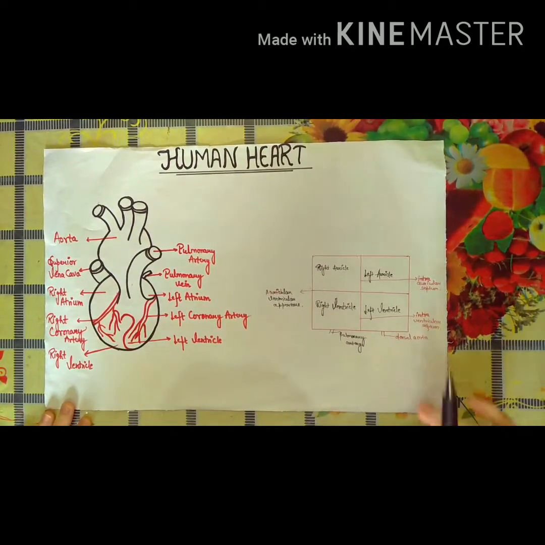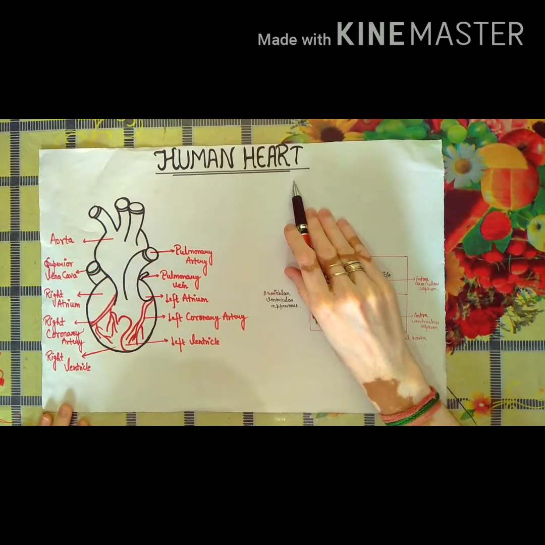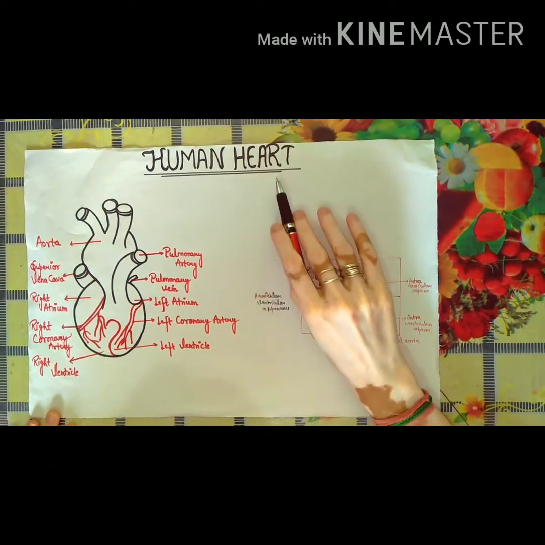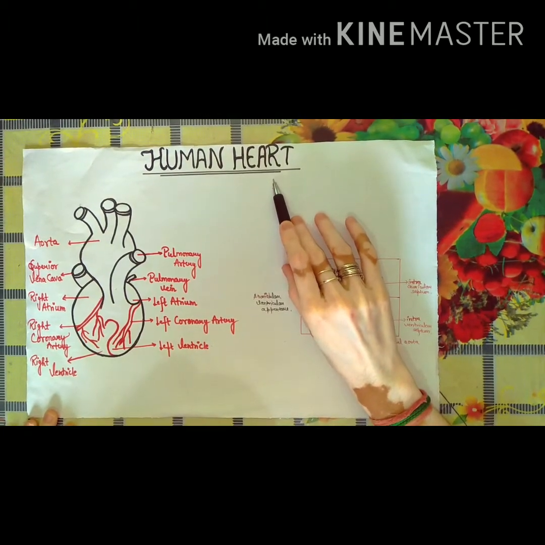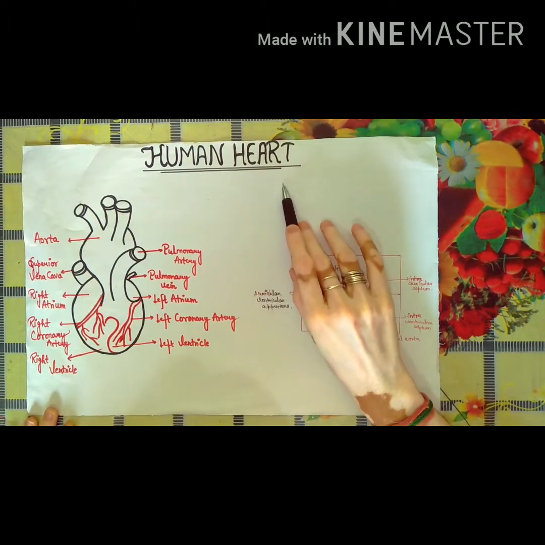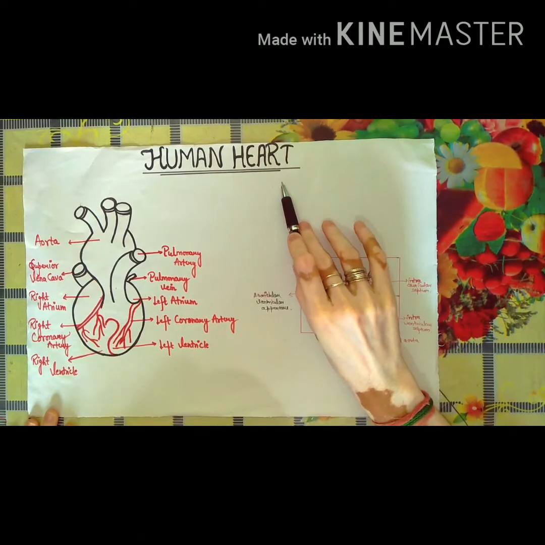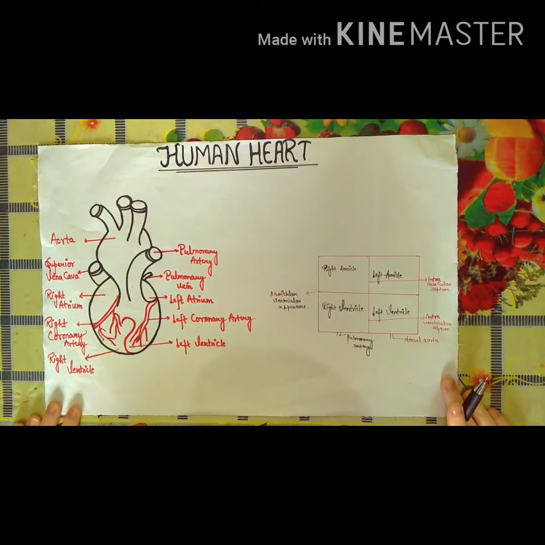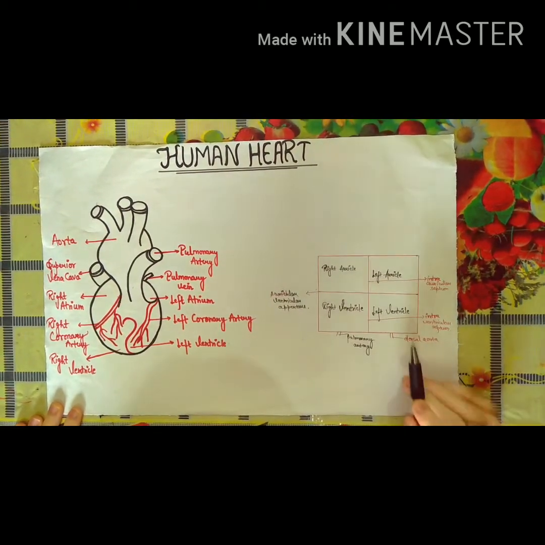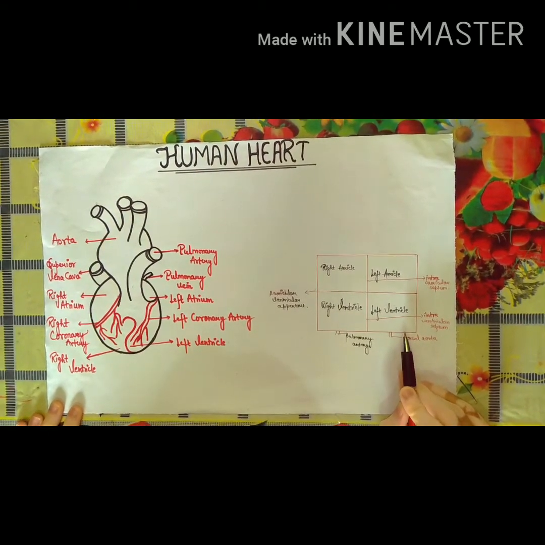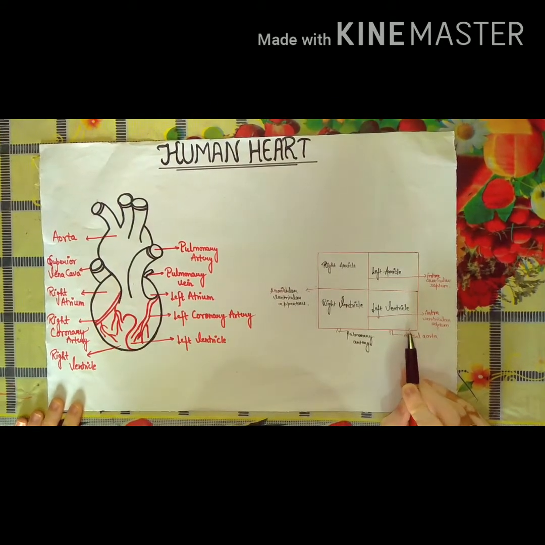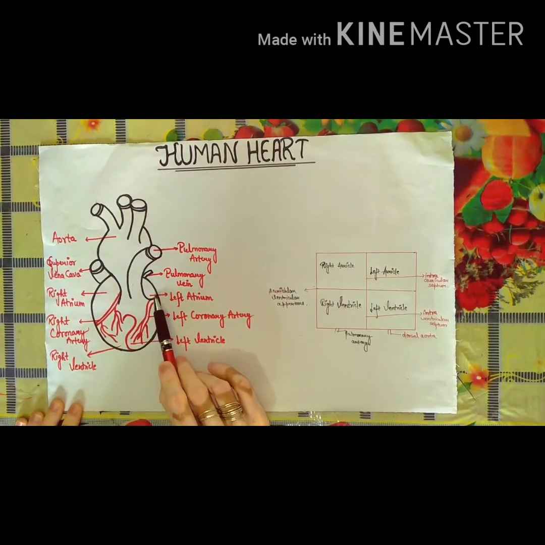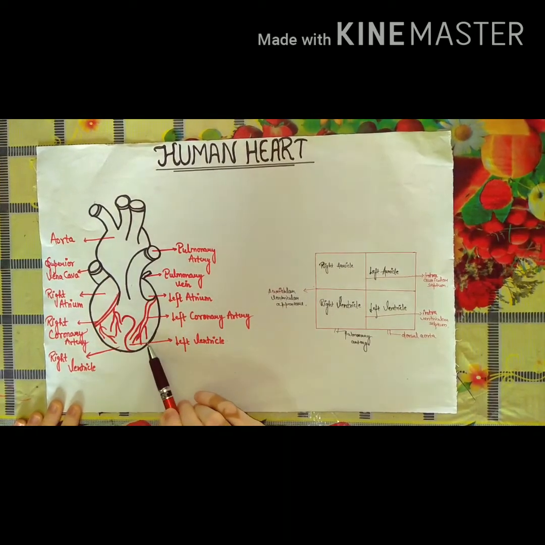As we know, the human heart is a muscular organ that pumps blood throughout the body. It is made up of a special type of muscle known as cardiac muscle. It beats 72 times per minute. The human heart has four chambers to avoid mixing of oxygenated and deoxygenated blood. The four chambers of the heart are the right atrium, left atrium, right ventricle and left ventricle.